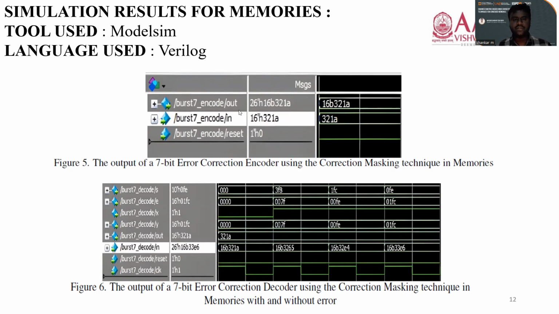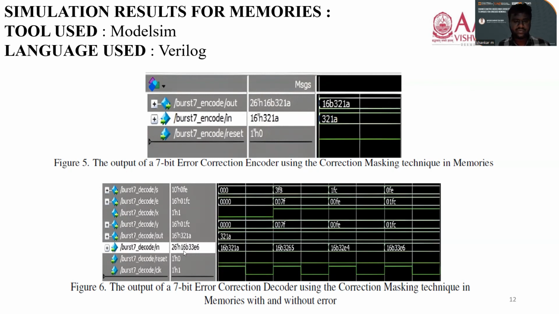The output data of the encoder, as we know, the encoder produces the parity bits. So the encoder produced the parity bits called 16B. This will be attached to the input data. Now this input data will be sent to the decoder. As you can see in figure number 6, this is the decoded part of this.